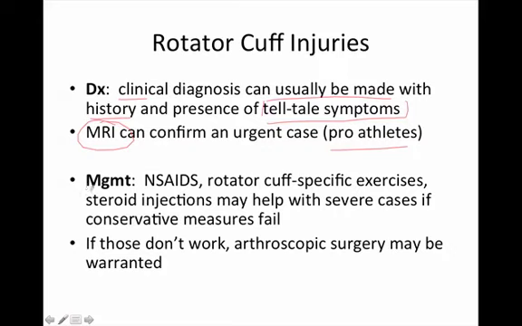So how do we manage a patient with a rotator cuff injury? There are some rotator cuff specific exercises that are excellent. Okay, now consult any orthopedic book in order to see these exercises. They're very simple, straightforward. NSAIDs, and rest is also something, just rest that rotator cuff. Okay, very helpful. Steroid injections can help if conservative measures fail and you don't want to undergo surgery. Last resort, something for example for pro athletes, would be arthroscopic surgery.